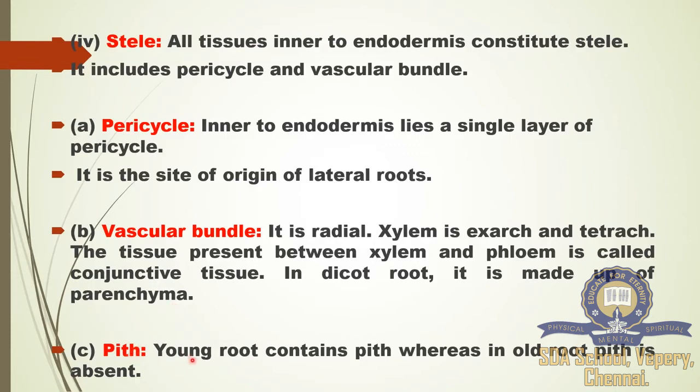Pith. A young root contains pith, whereas in an old root pith is absent. For example, a newly growing seed gives new roots. In that we have pith, but once the root is grown, the pith is absent. It only helps while the growth is happening. After that, the pith is absent once the plant has grown.